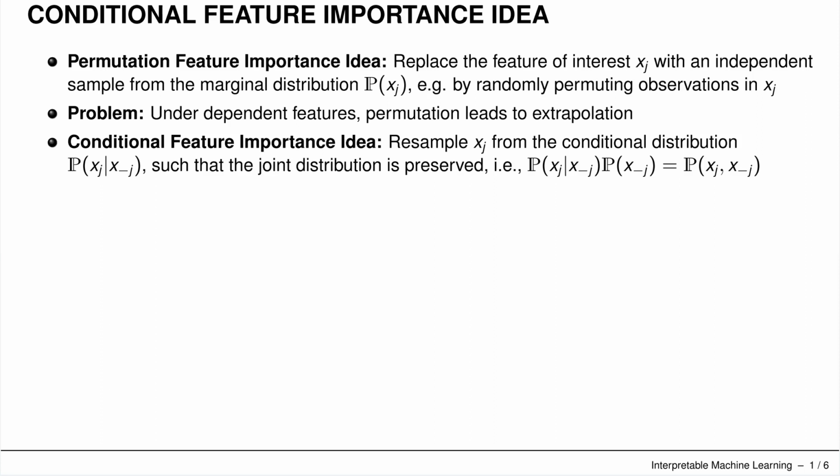Now, to solve that problem in the conditional feature importance, the idea is to resample the feature of interest from the conditional distribution. So we take the conditional distribution of the feature of interest xj, conditioning on x minus j, so all other features except the feature of interest. And that preserves the joint distribution.